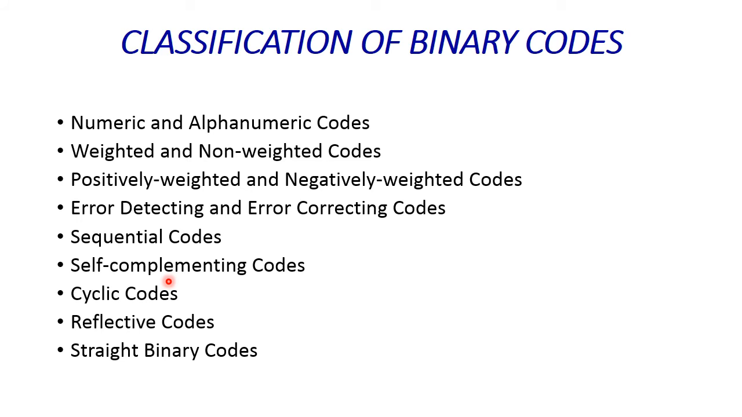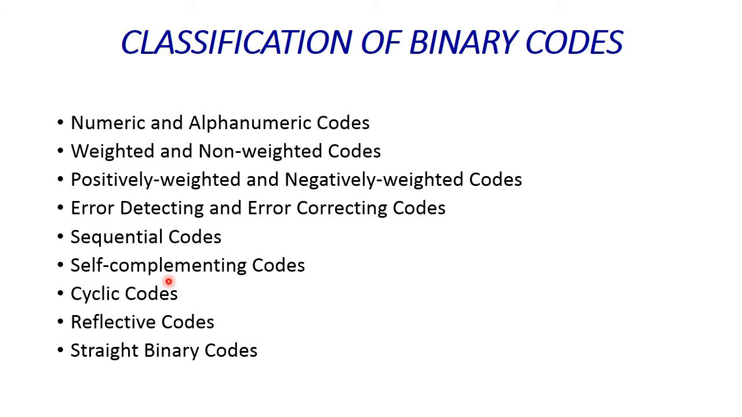Now the next one: 8421 and 5421 are not self-complementing codes. In a self-complementing code, the first code word and the last code word are complements of each other. For example, 2421 is a self-complementing code, and the 5211 code is also a self-complementing code.